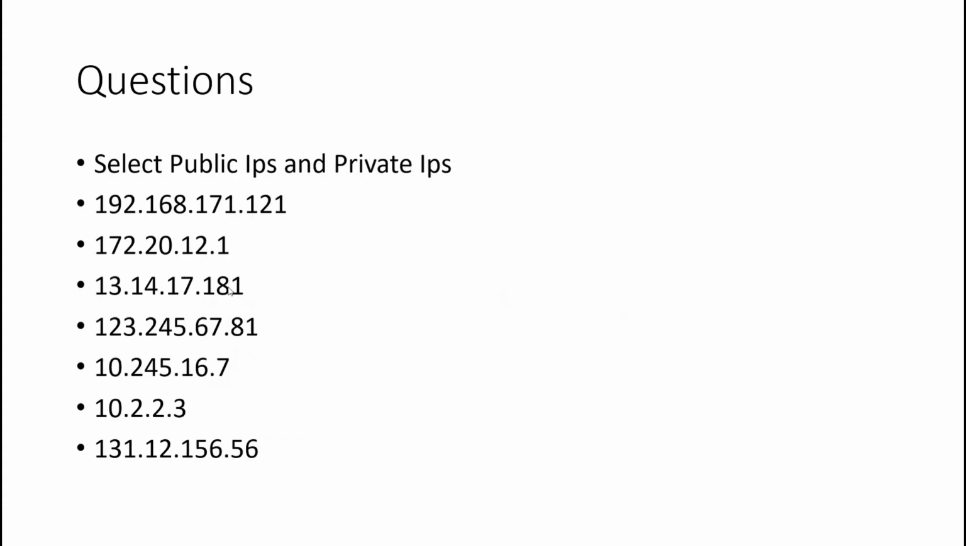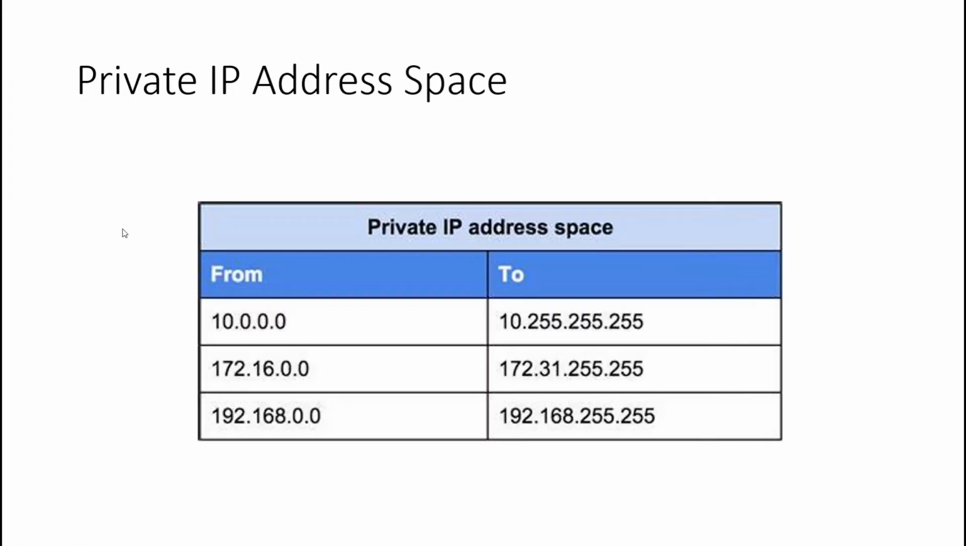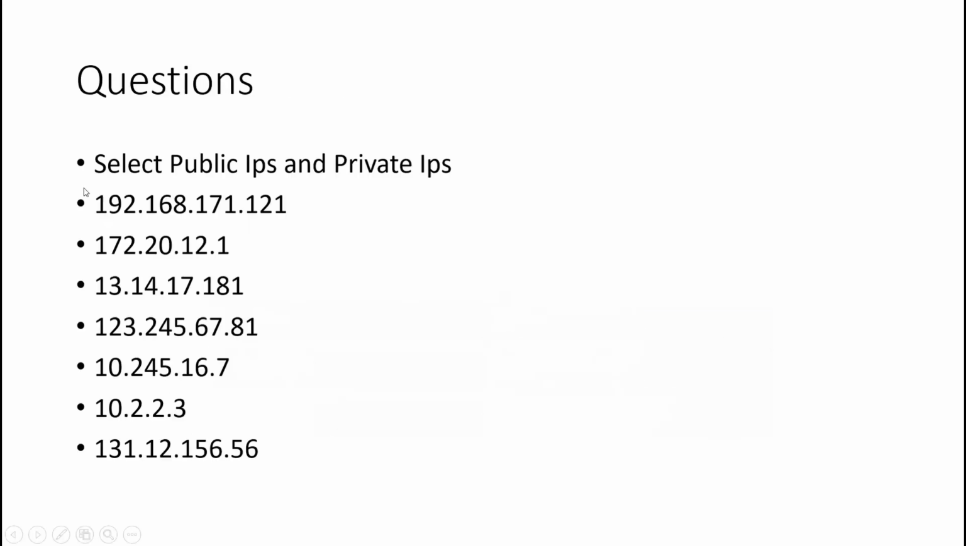Let's have a look at a few questions. Select the public IPs and private IPs. This is not a big problem. Have a look at the first one, 192.168.172.121. Please come back to my table. In the third row you can see the 192.168.0.0 to 192.168.255.255 range for private IP addresses. This IP address is within that range, so this is a private IP address.